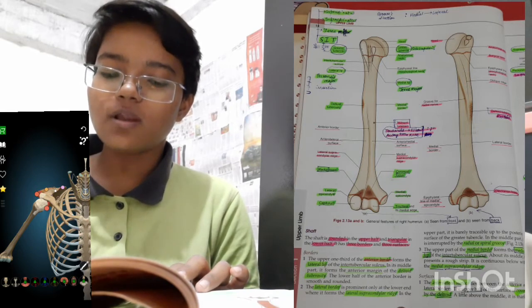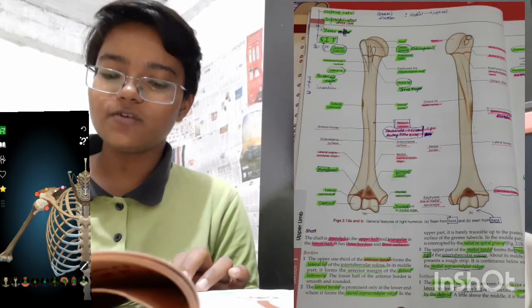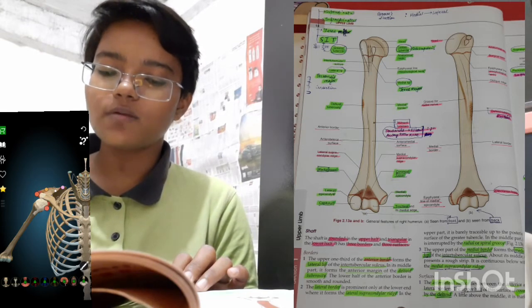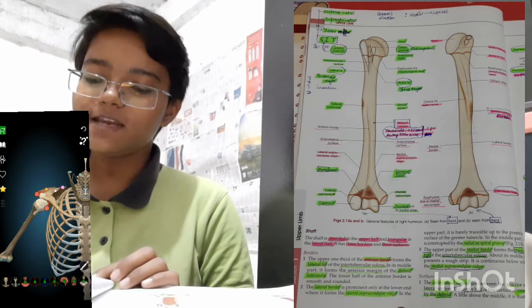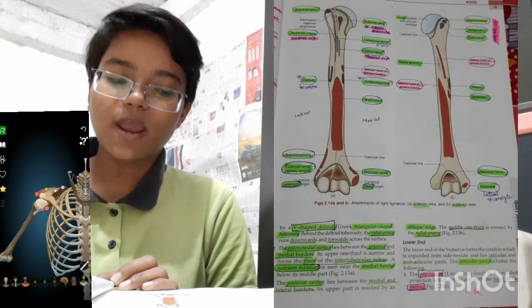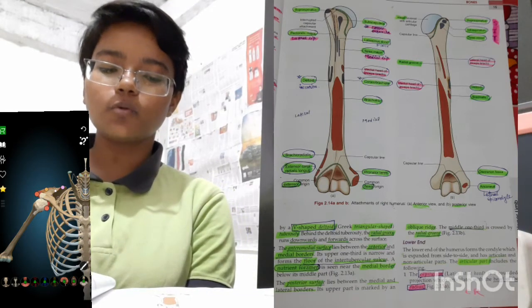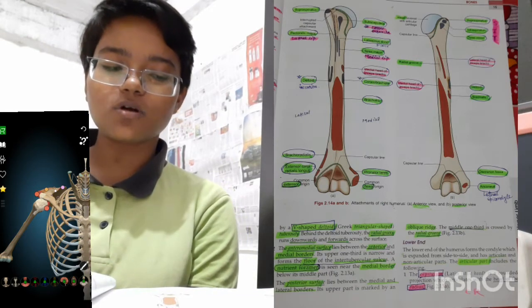Surfaces. The anterolateral surface lies between the anterior and lateral borders. The upper half of the surface is covered by the deltoid. A little above the middle, it is marked by the V-shaped, or Greek delta-shaped, triangular deltoid tuberosity. Behind the deltoid tuberosity, the radial groove runs downward and forwards across the surface.